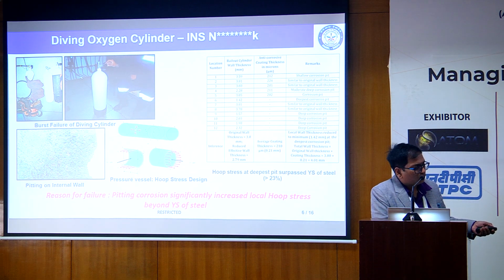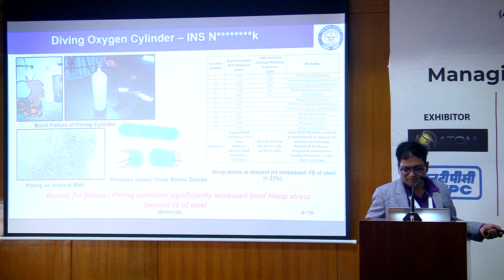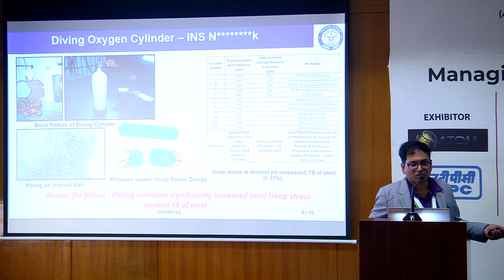The basic issue was pitting corrosion, as you can see on the internal surface when we did this study, and the effective wall thickness reduced. Because of the pressure vessel design and the hoop stress concept, thickness is the most important parameter. Even if the reduction appears to be a very small percentage in mm, the hoop stress locally at the deepest corrosion pit surpassed the yield strength of the steel.